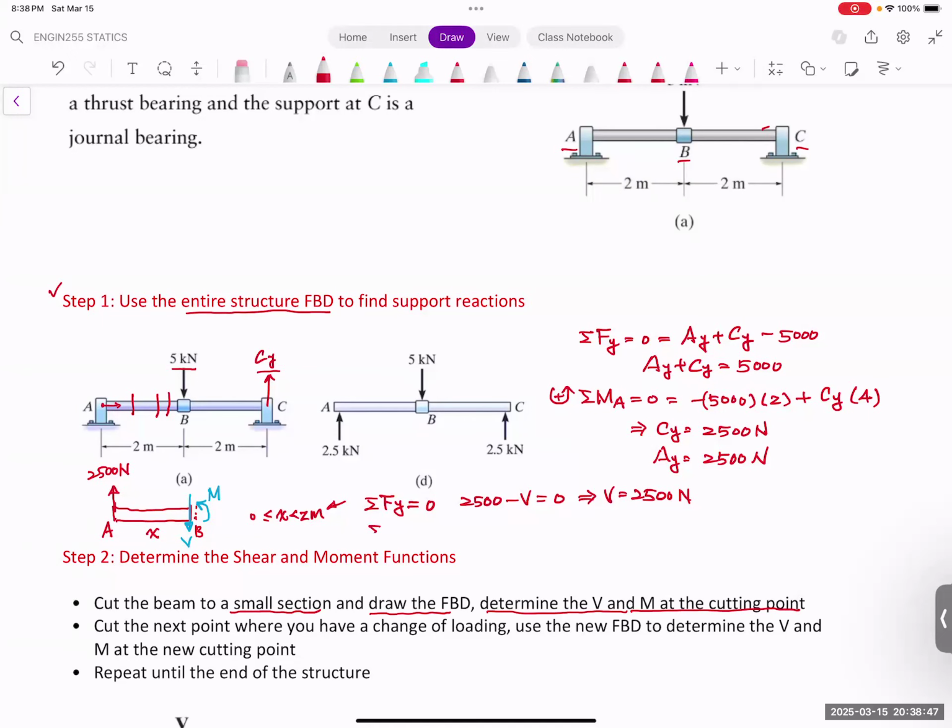If we look at the summation moment, and we look at the summation moment at A, we're going to make this one equal to 0.